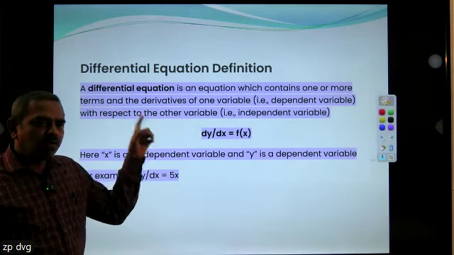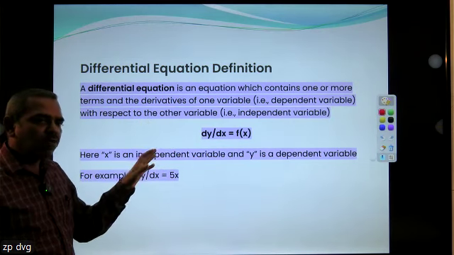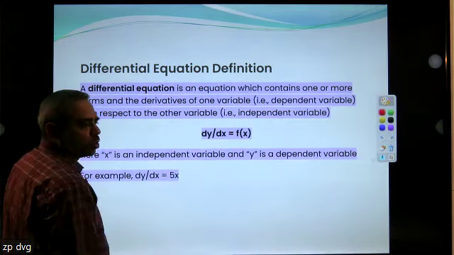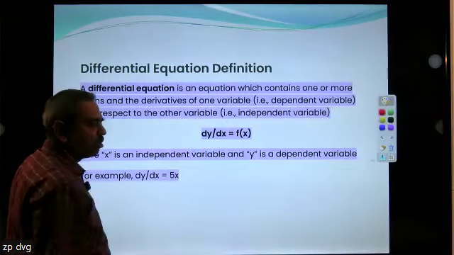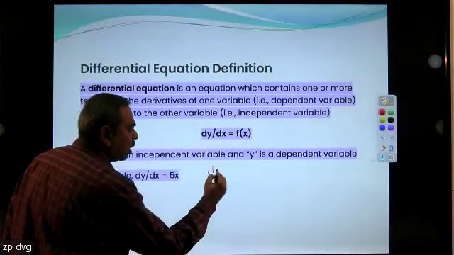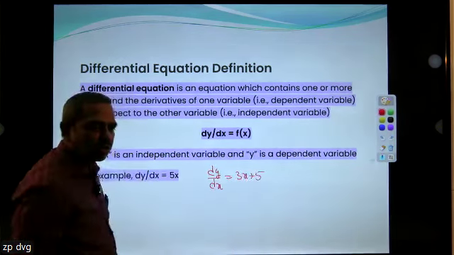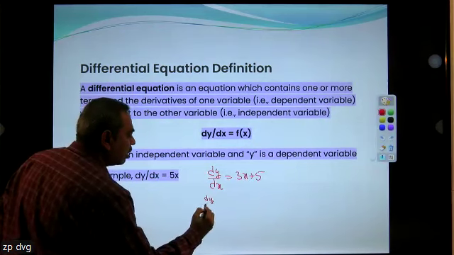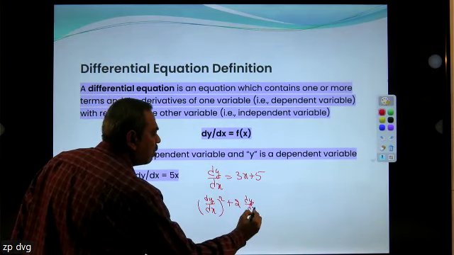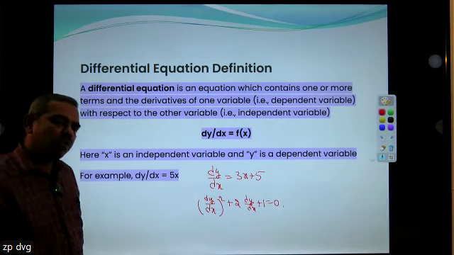It is an equation which contains one or more terms, and the derivatives of the dependent variable with respect to the independent variable. So what is the format? It is dy by dx is equal to f of x. For example, we write dy by dx is equal to 5x, or dy by dx is equal to 3x plus 5, or (dy by dx) whole square plus 2 into dy by dx plus 1 is equal to 0. Like this also we can write. So, these are all examples of the differential equation.